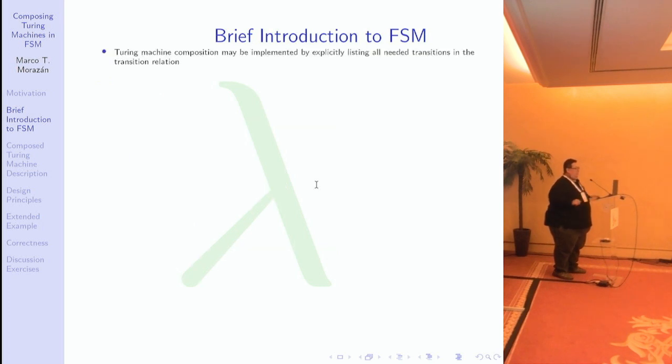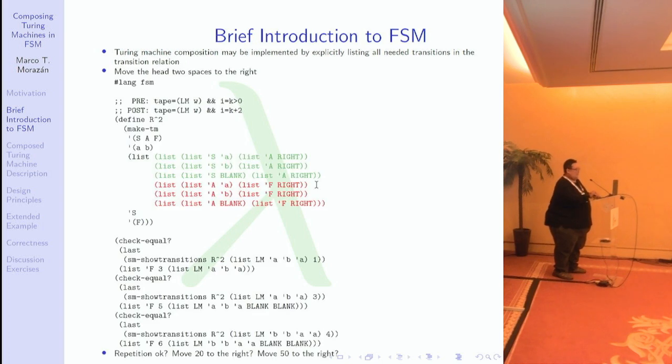Of course, these easy Turing machines are not all that interesting. What we really want to do is build more complex Turing machines, because in theory Turing machines can do everything. So how do we do that? Here's a slightly more complicated problem: move the head 2 spaces to the right.